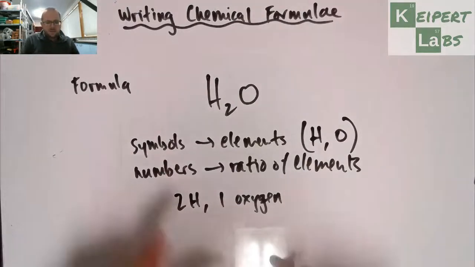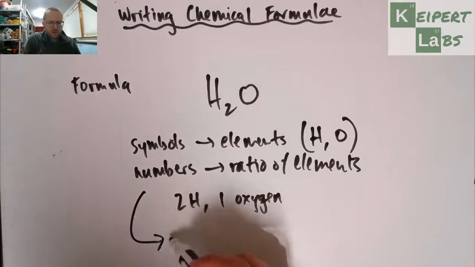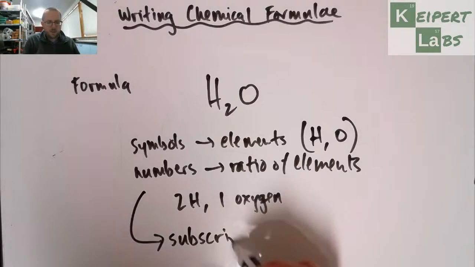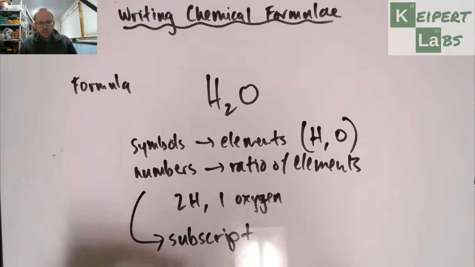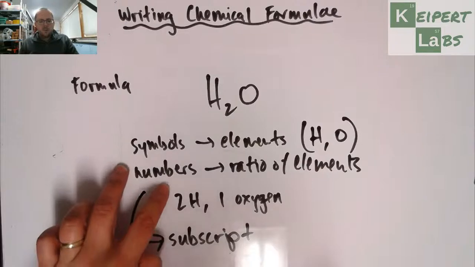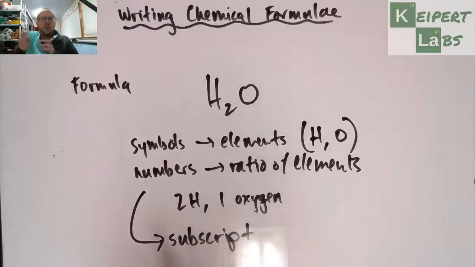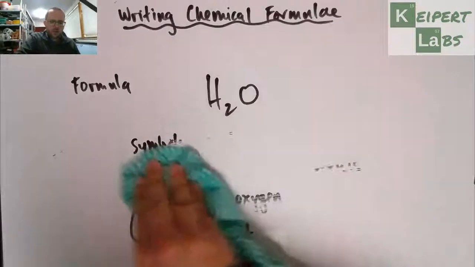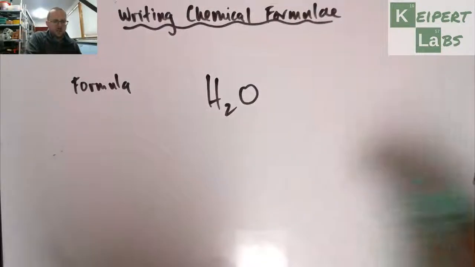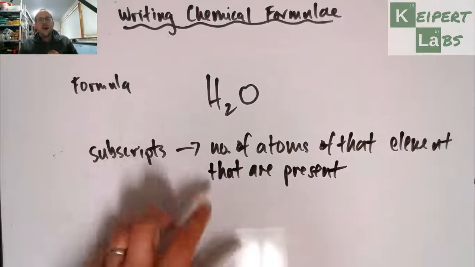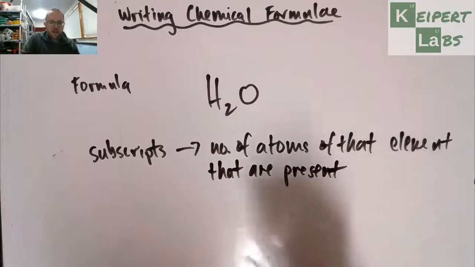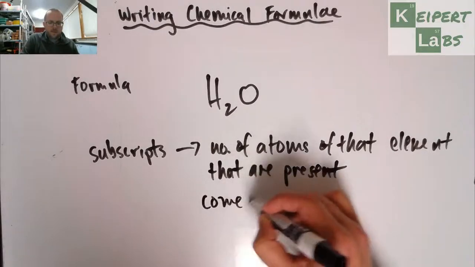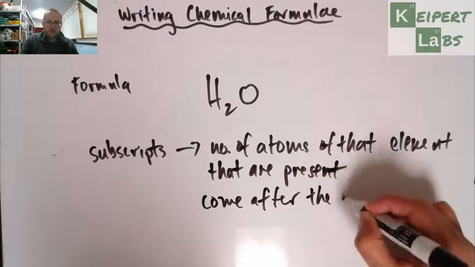And this number that we're talking about specifically is called a subscript. Sub being below, script being writing. It's a number that's written slightly lower than everything else. This subscript tells us how much of that element is present in that formula. So the subscripts tell us the number of atoms of that given element that are present in the compound or in that substance. And they come after the element they refer to.